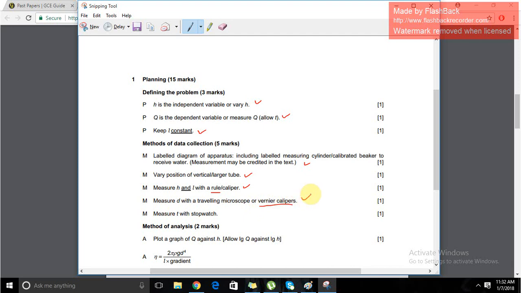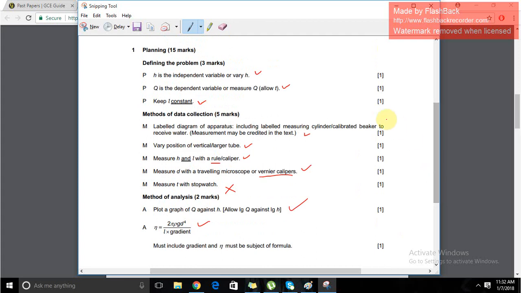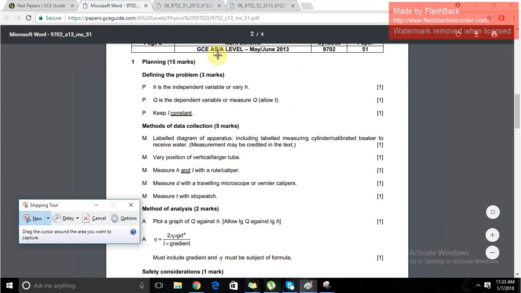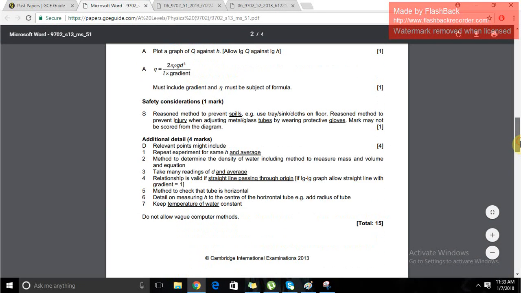Oh yeah, I didn't really mention this, but I did sort of imply it, but just in case. Plot a graph of Q against H, and N would be 2 pi, yep. So how many marks have we gotten? 1, 2, 3, 4, 5, 6, 7, 8, 9, maybe even 10. The mark over here was a bit on the iffy side of things.